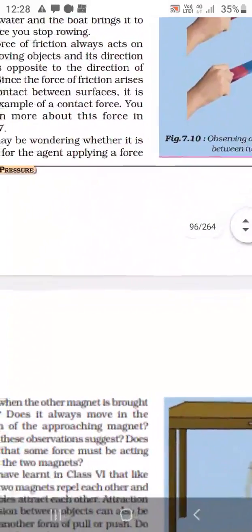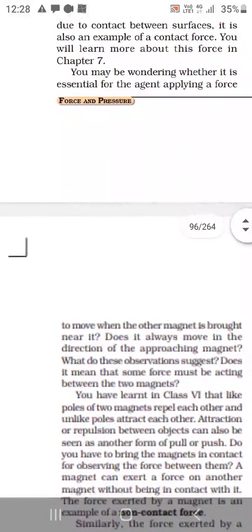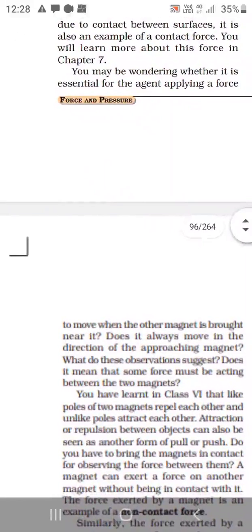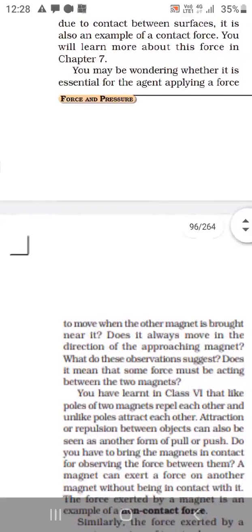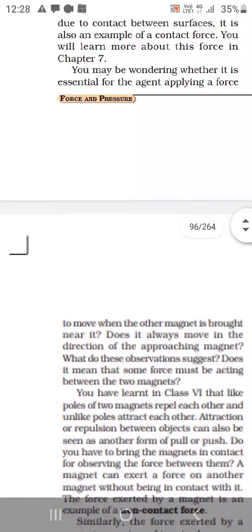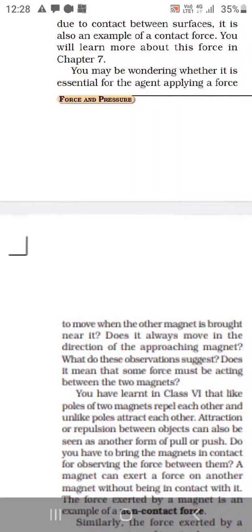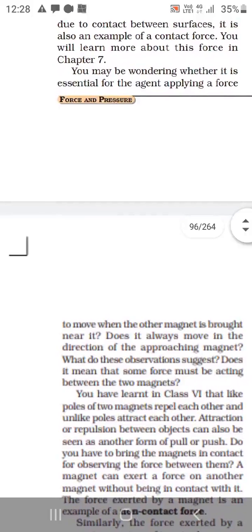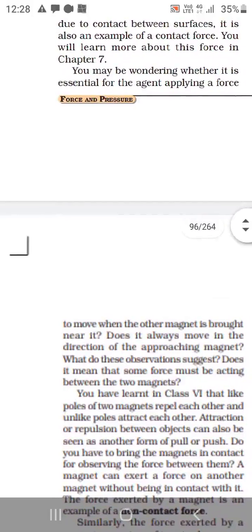So there are some forces. There are many forces which can act without the bodies coming in contact with each other. For example, a magnetic force. If you take some iron pins and bring a magnet near them, the iron pins will start to move and try to attach to the magnet.